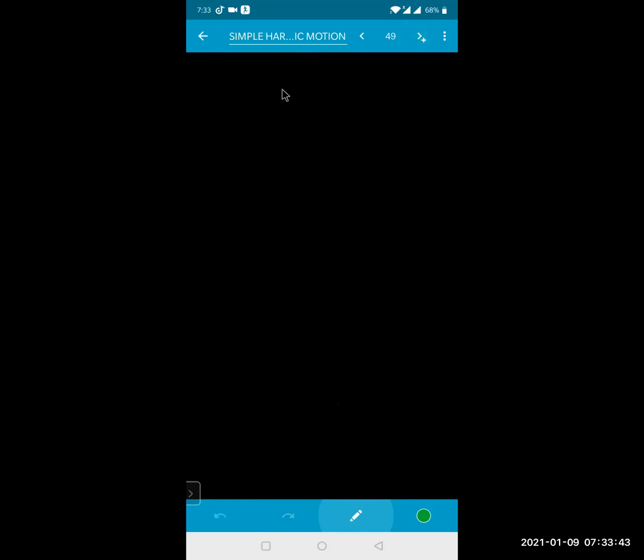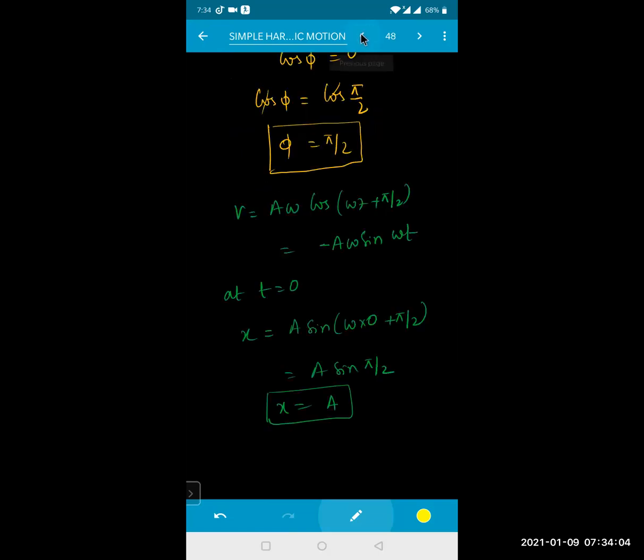Now we get the answer for the next part of the question. That is, at t equals how much? 1 by 6 seconds. So v will be equal to minus A into omega into sine of omega t. In this relation, it is omega into t. What is the t value? 1 by 6.